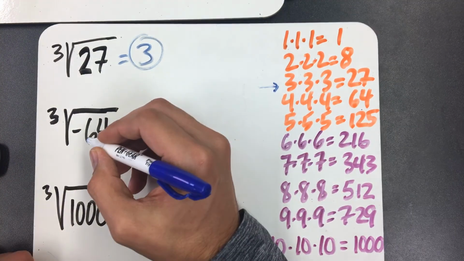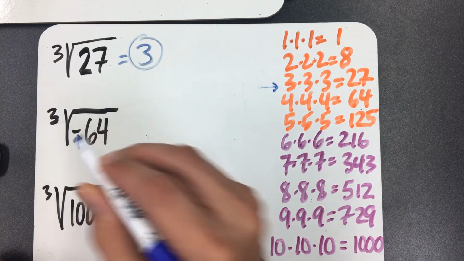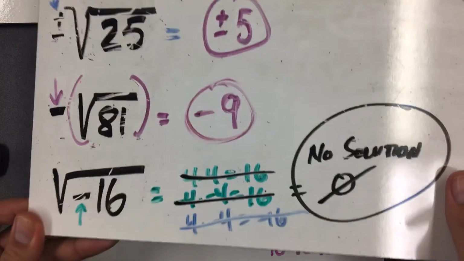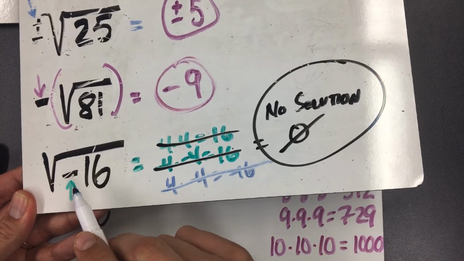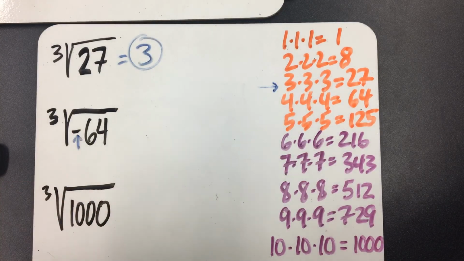earlier I said you cannot have negatives inside of the symbol. And earlier we said that meant no solution, right? If I go way back here, see how on this one I said a negative on the inside means no solution? That is only for square roots.